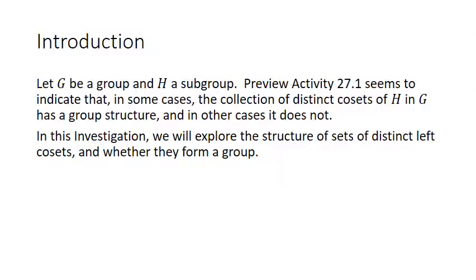Okay, so now that we've tried the preview activity with quite some fascinating results, let's get into the meat of this investigation. Let G be a group and let H be a subgroup. What we saw in preview activity 27.1 seems to indicate that in some cases, the collection of distinct cosets of H in G have themselves a group structure. That was being shown by that coloring exercise. Those colors were the cosets corresponding to the colors. Sometimes they form a group structure and sometimes they don't. So in this investigation, we're going to explore the structure of sets of distinct left cosets, and talk about when and whether they form a group.